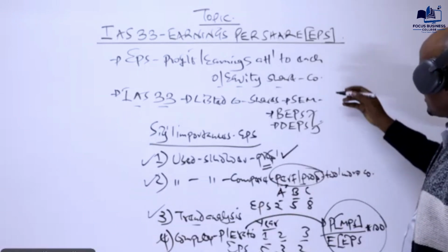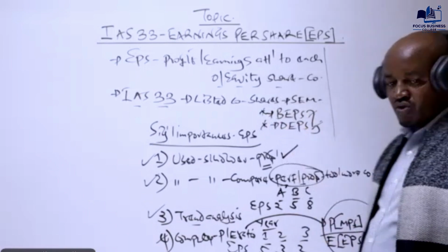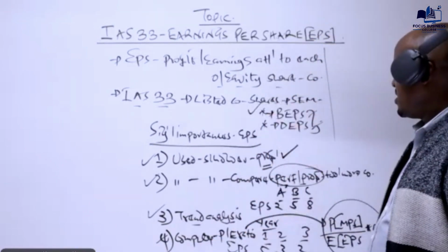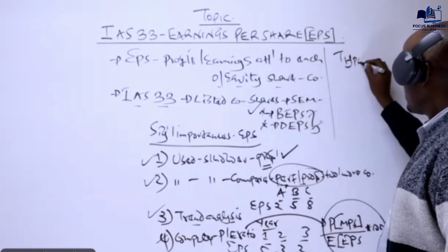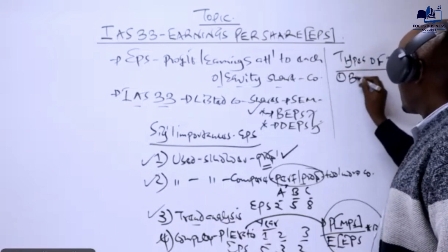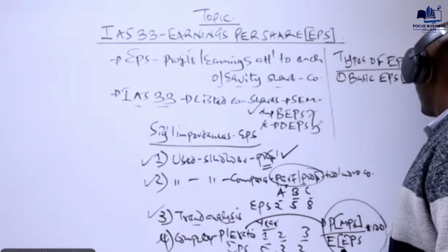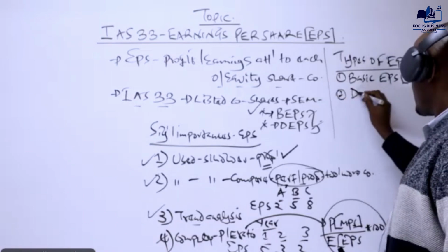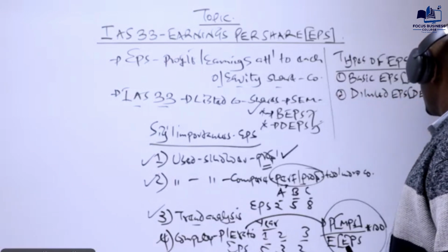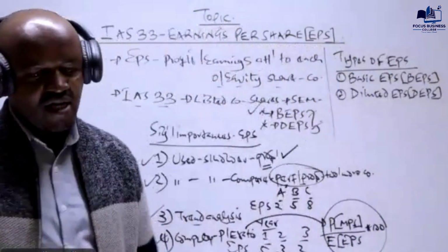Now, remember, we have said that we have 2 types of earnings per share to be computed and also disclosed by all the listed companies. Which are those 2 types of earnings per share? We can just note them here, types of earnings per share to be computed by the listed companies. We have the basic earnings per share, abbreviated as BEPS. And number 2, we have the diluted EPS, abbreviated as DEPS.